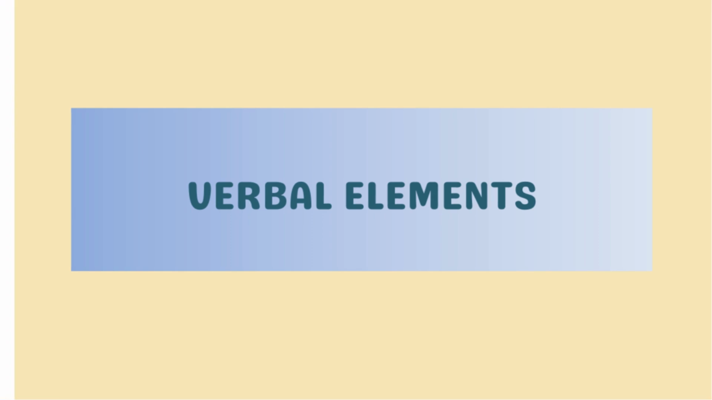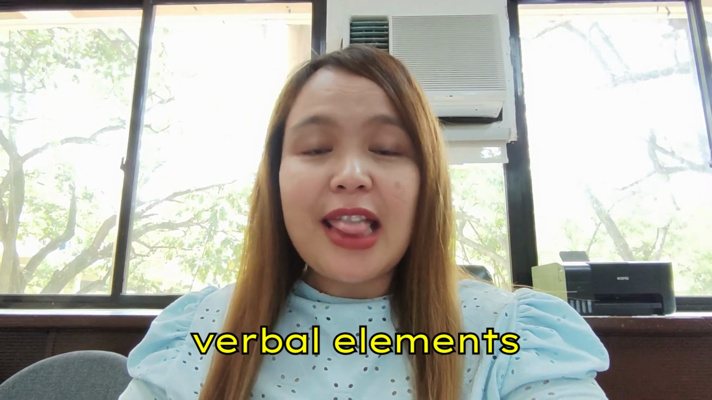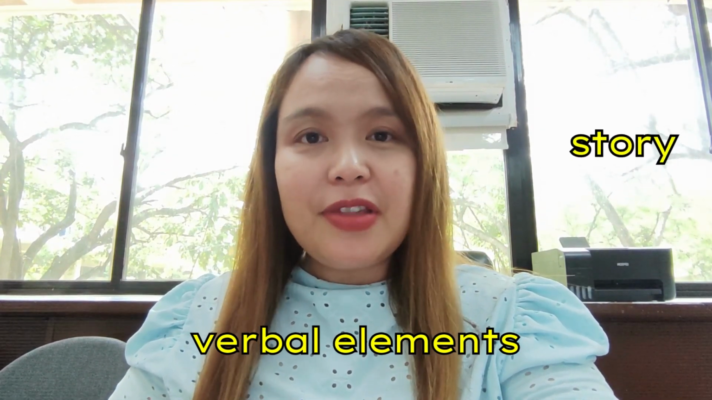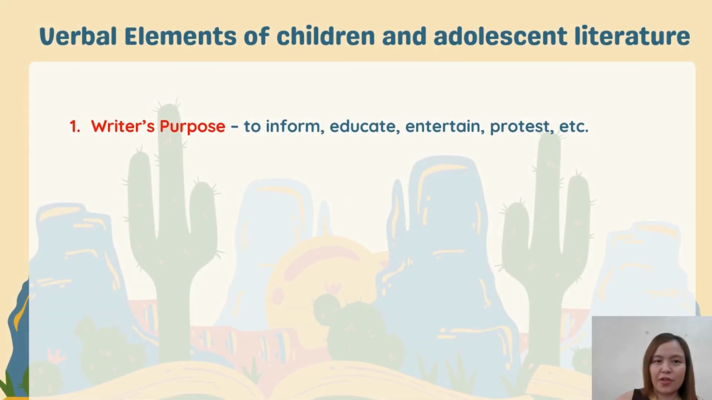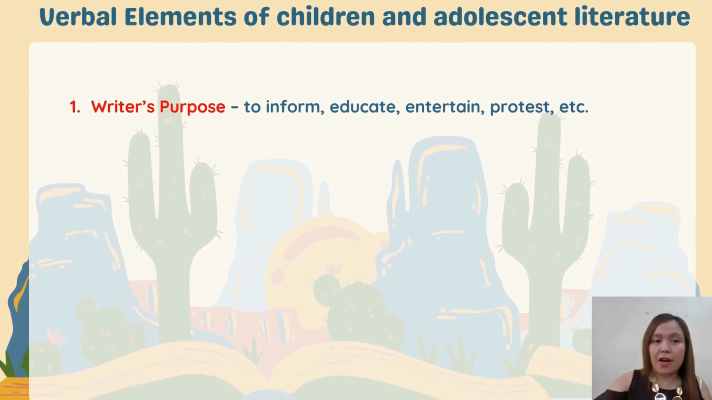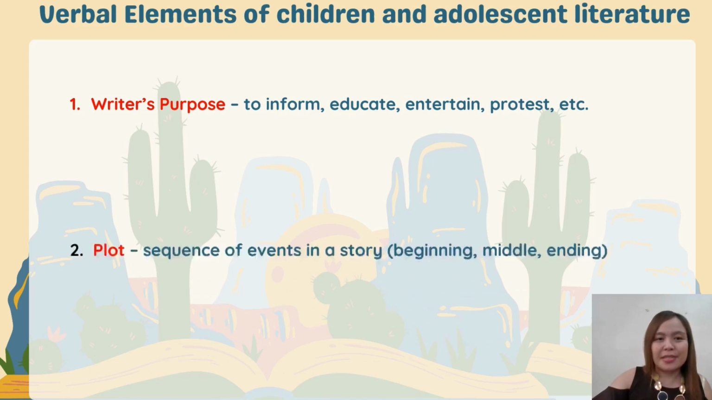Verbal elements. Verbal elements are components of literature that use words to help tell a story. Examples of these are as follows. The verbal elements of children and adolescent literature include the following. Writer's purpose. What is the intention of the writer? Is it to inform, to educate, to entertain, to argue or protest, and etc.?